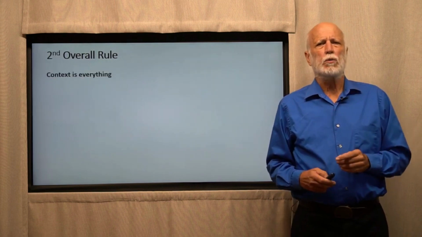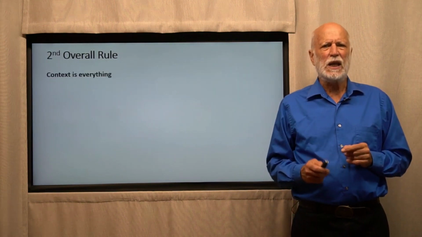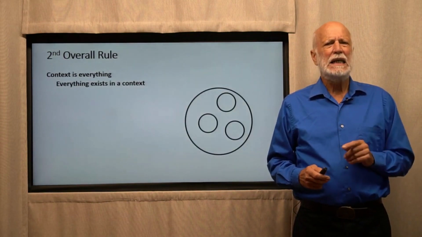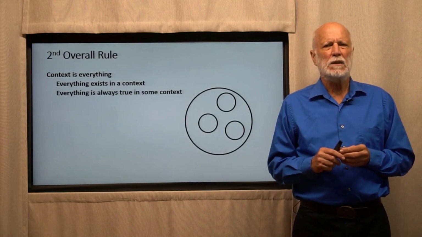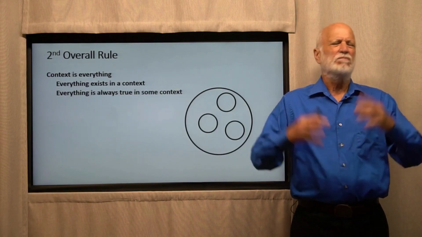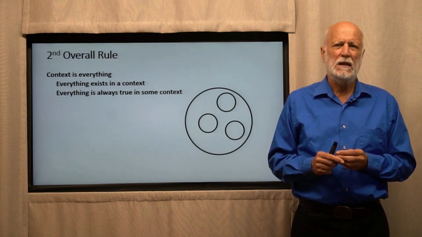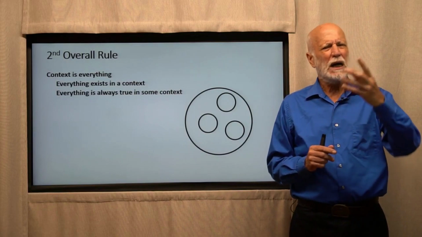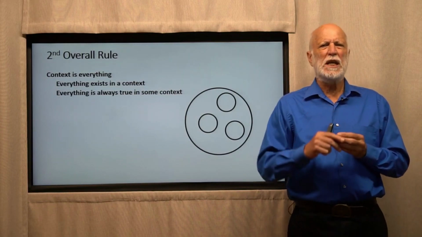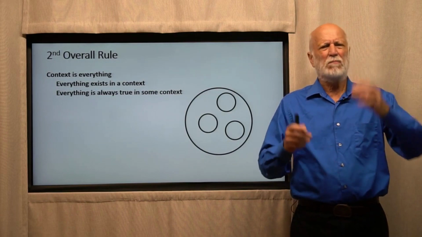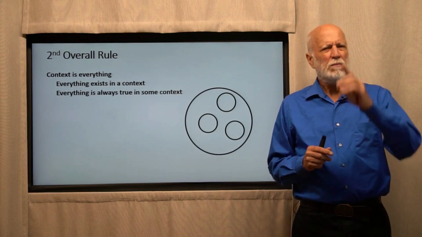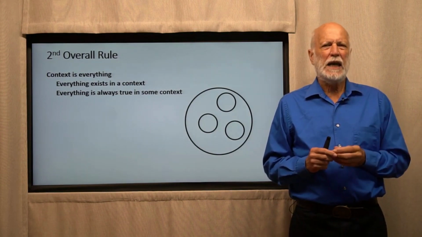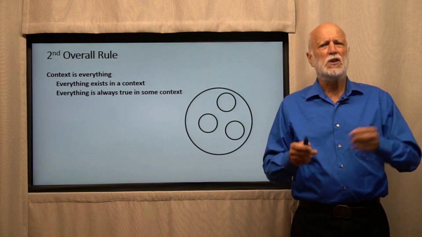Here's my second overall rule. Context is everything. Everything exists in a context, and everything is always true in some context. You've probably read of Netflix doing 15,000 deployments a day. But as a user of Netflix, what's the worst thing that can happen? Your video doesn't show up, so you just reload it again. You're saying, it must be my internet provider. But if you're doing stock market transactions and you get one of those wrong, well, you've got an unhappy customer and a Securities and Exchange Commission to answer to.